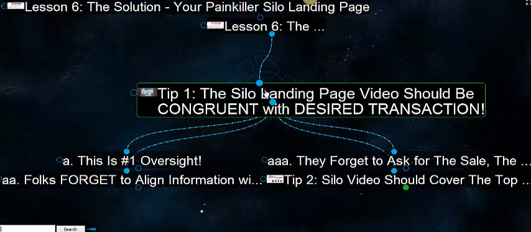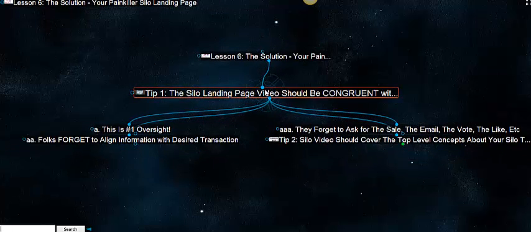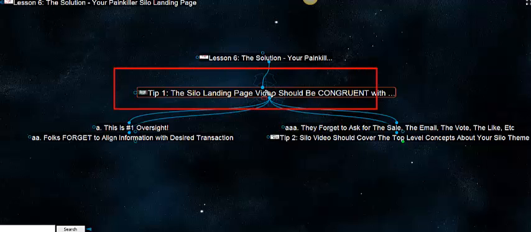But one of the big things I've noticed, and I'm going to really focus on that, is that the silo landing page needs to be congruent with some sort of product or solution. A lot of bloggers will spend 80% of the time talking about solutions and helping people out with things that really are not related to how they're going to make money. And that's great if you want to help people.